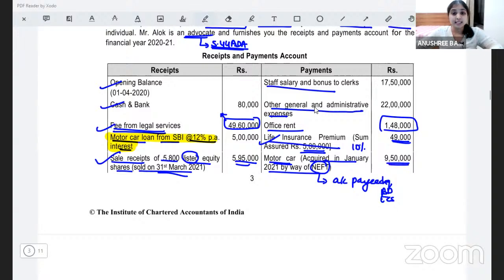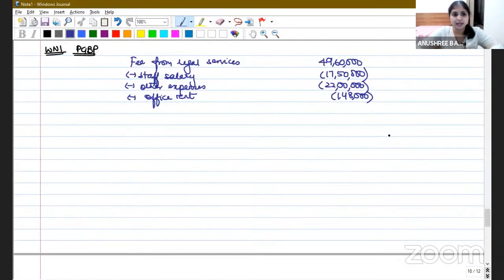So my assessee is incurring 9,50,000 to purchase a car. So relating to this, is any adjustment applicable? We'll have to charge depreciation, isn't it? Let's assume that the motor car is being used fully for the purpose of profession. So I will allow depreciation on the car.